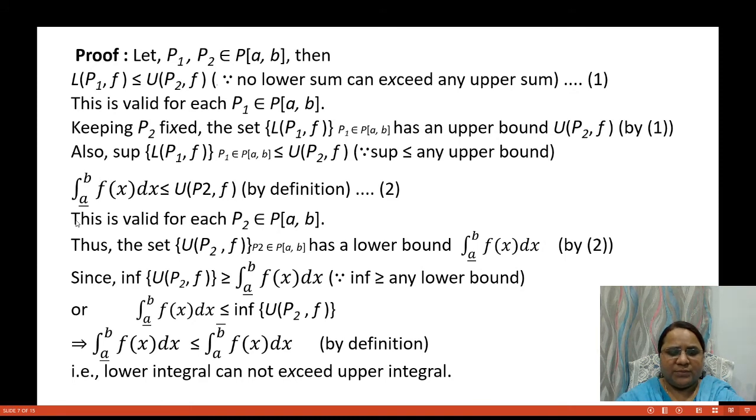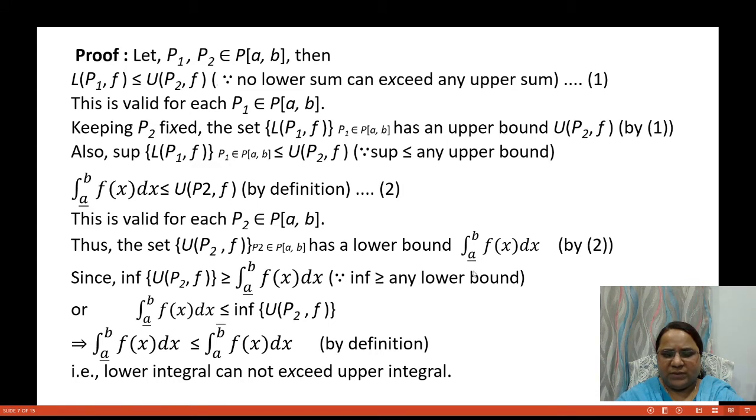So the lower Riemann integral is always less than or equal to U(P2, f) by the definition again. Call this as equation 2. This is valid for each P2 belonging to P[a,b]. Thus the set of U(P2, f), where P2 belongs to P[a,b], has a lower bound.